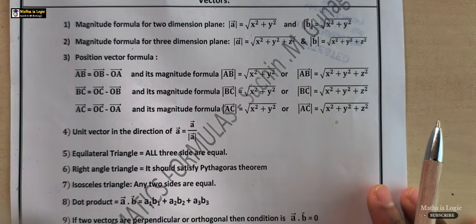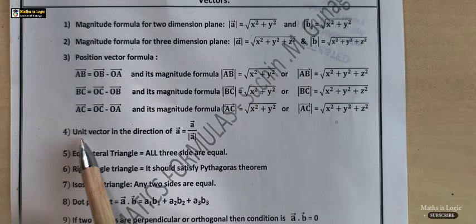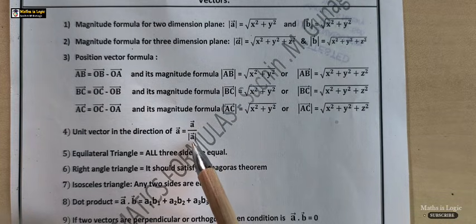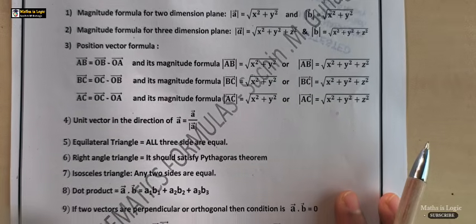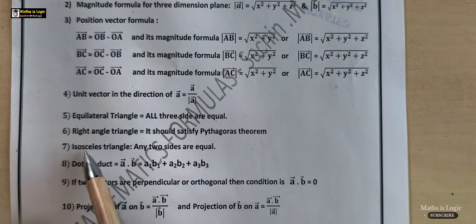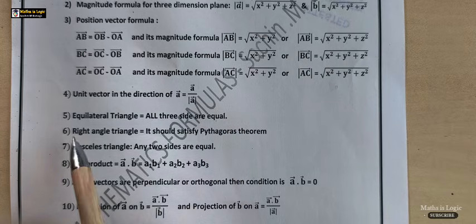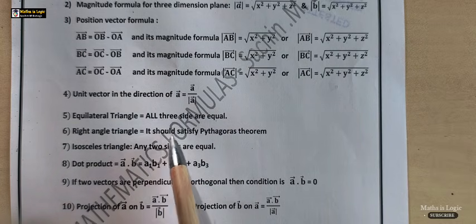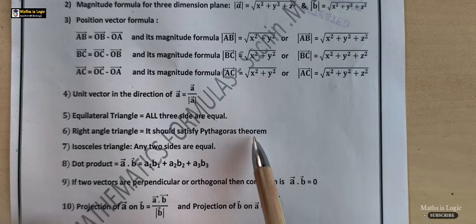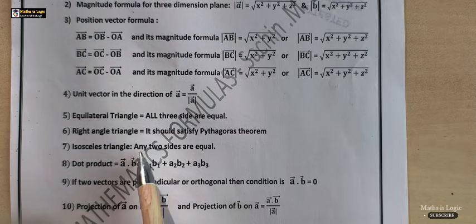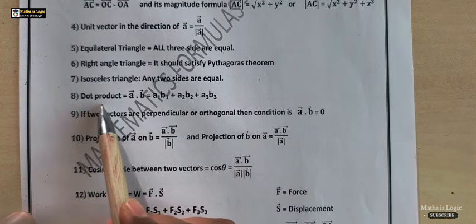Next, fourth one, unit vector in the direction of a vector. The formula is A vector divided by magnitude of A vector. Next, remember these 3 points. If an equilateral triangle is given, remember the condition must be that all 3 sides are equal. If a right angle triangle comes, remember it should satisfy Pythagoras theorem. Similarly, if an isosceles triangle is given, remember the condition: any 2 sides are equal.